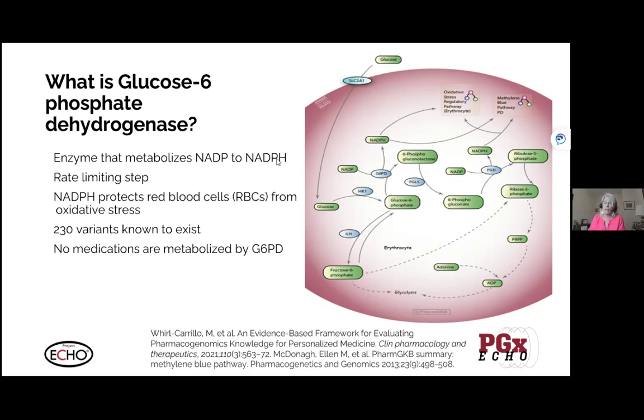There are about 230 known variants for G6PD that exist, and one thing that I was reminded of when we first started working with G6PD again is that medicines aren't metabolized by G6PD, so it's very different than a lot of our other PGx variants and genes that we work with. Most of them are either metabolism enzymes for medications or transporters, but G6PD doesn't interact with the medications directly in that way.